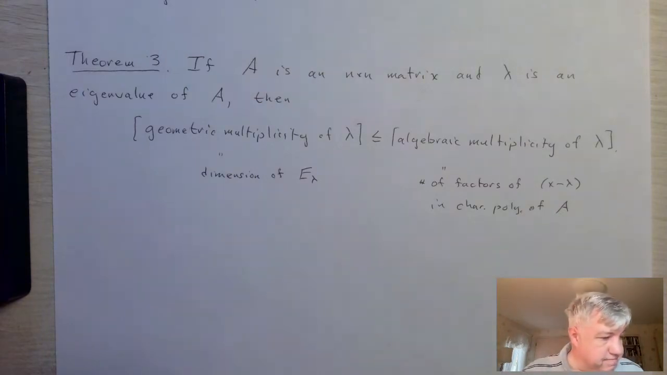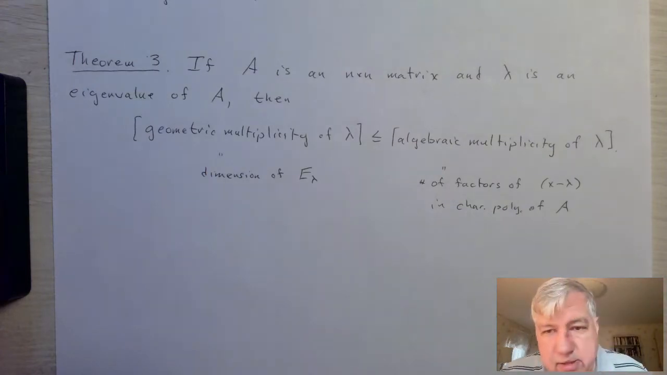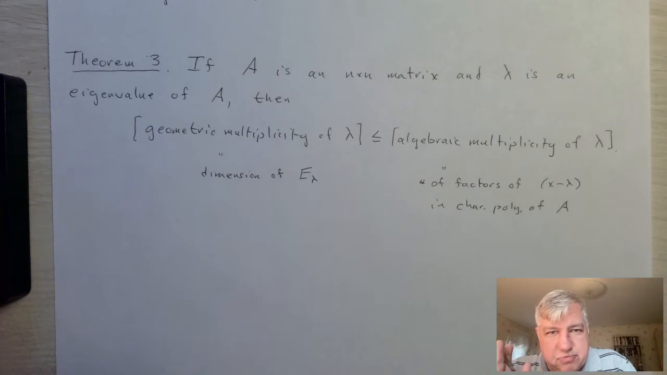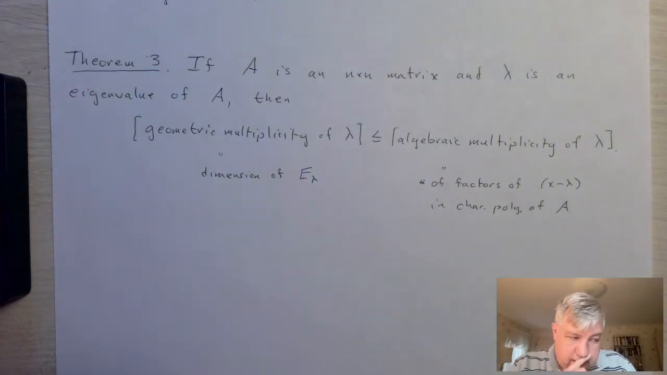So what we're going to do is give another sketch of a proof. We're going to prove this in a very specific situation where we're dealing with a 3 by 3 matrix and the geometric multiplicity is 2. Okay, and then hopefully you can get the idea of what's going on.